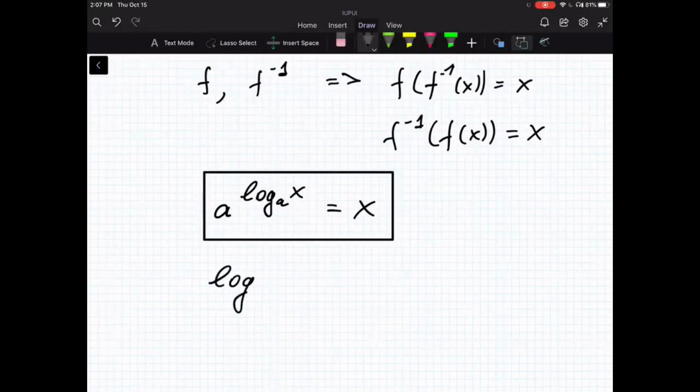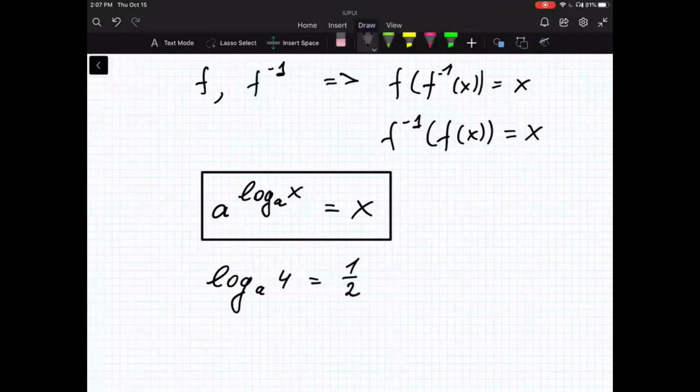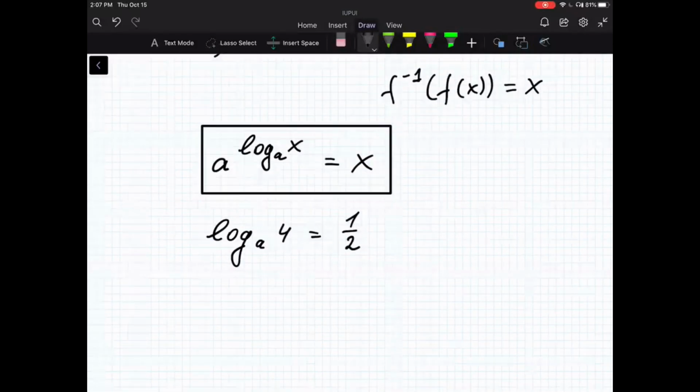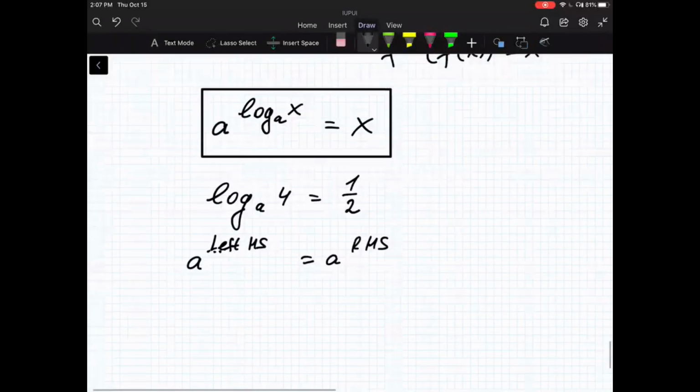Suppose you know that logarithm of 4 with base a is equal to 1/2, and you want to find the corresponding exponential form. For that reason, you consider a to the power of the left-hand side is equal to a to the power of the right-hand side. Okay, so what do you get?